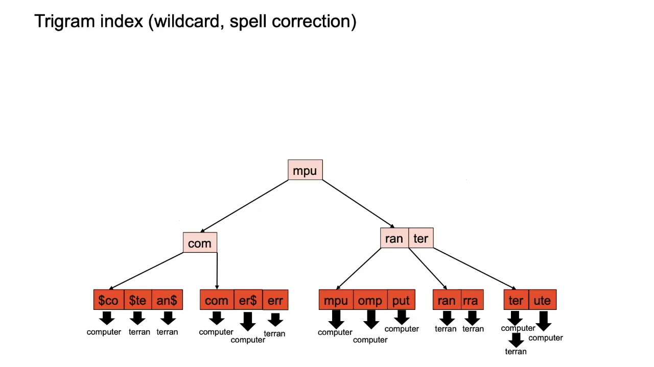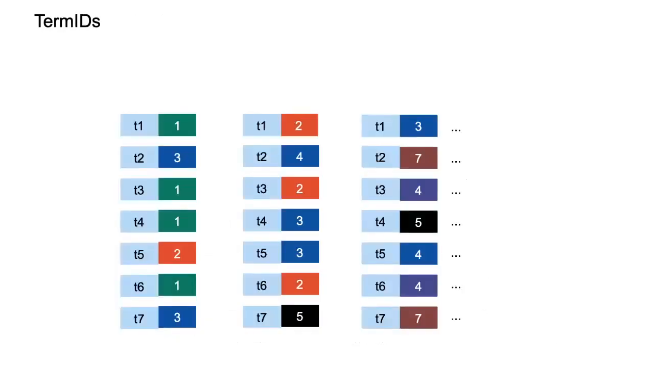All right, then for spelling correction and wildcard queries, we looked at the trigram index, but it generalizes to k-grams or whatever number of letters. And that allows you to quickly retrieve the words that contain a specific sequence of characters, right? And the dollar sign is used for the beginning and for the end of the words.